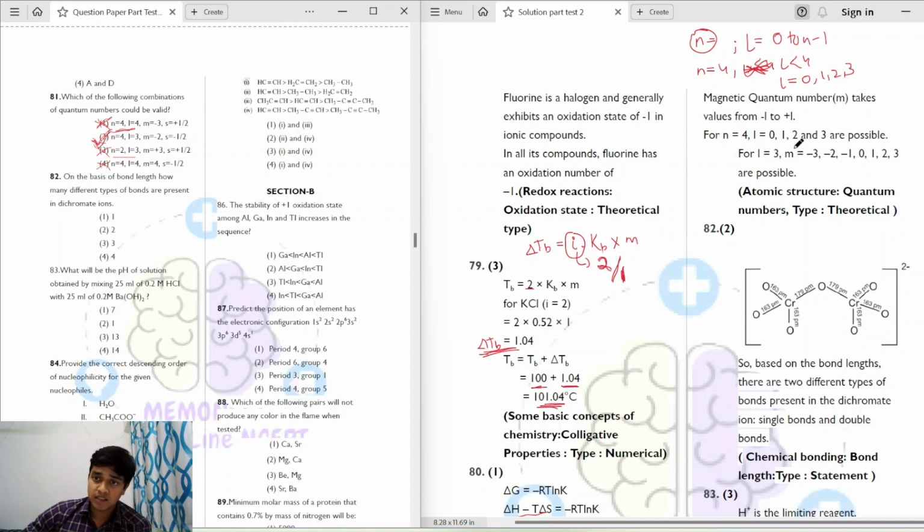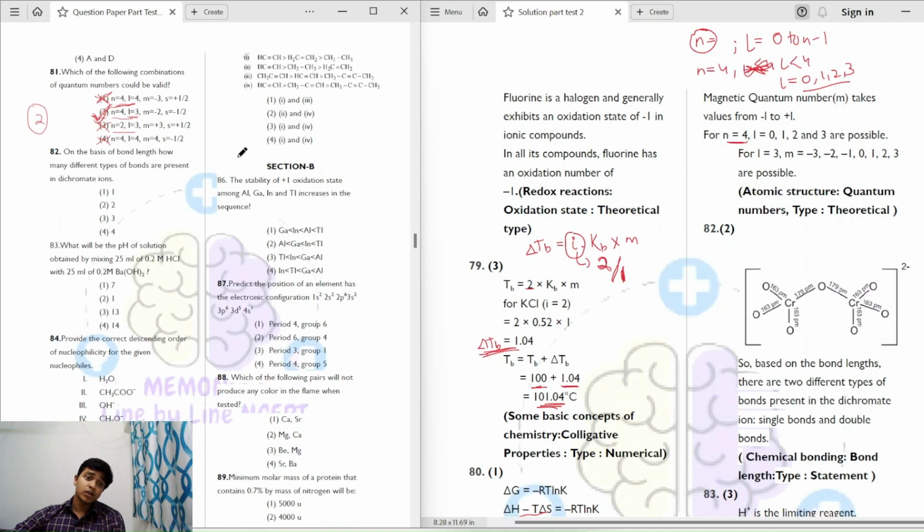So let's go through option 2. We have n is equal to 4 and the values of L which are permitted are 0, 1, 2, 3. So L is equal to 3 is given, which is also allowed. m is equal to minus 2 and s is equal to minus half. So all these values are possible. So the correct answer for question number 81 is option 2. Moving on to the next question.